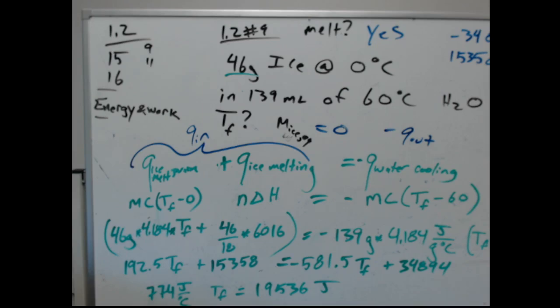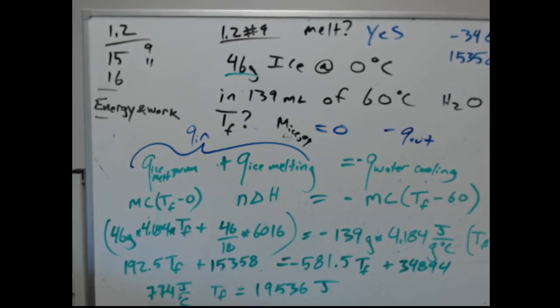Now, if the ice was below 0, we'd get a lot of extra Q terms in here, and we could get lower temperatures. But in this case, we look at our highest temperature and our lowest temperature. We know we have to be in that range when we reach equilibrium. So I take my 19,536 divided by 774. 25.2 Celsius. So we can cool off our water.